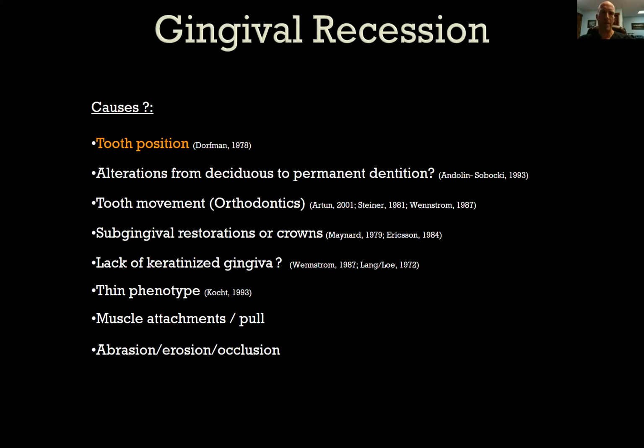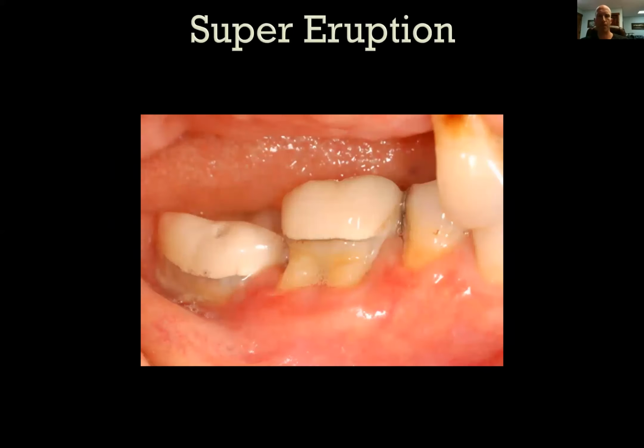Now let's talk for a minute about some different causes of gingival recession. First, we're going to look at tooth position. As you look at this image here, the question I would ask you is, is there gingival recession on tooth number 30? We see root exposure, the furcation is exposed, but is there true gingival recession? My answer to this is no, there's not.